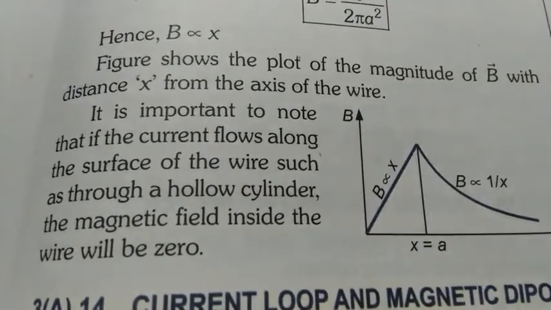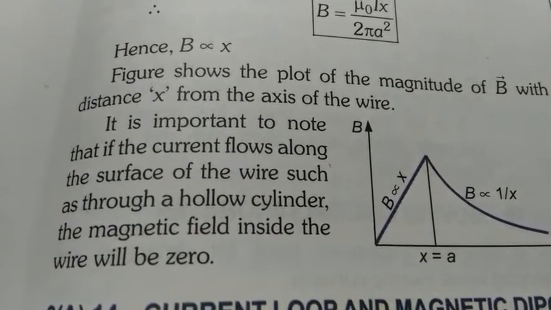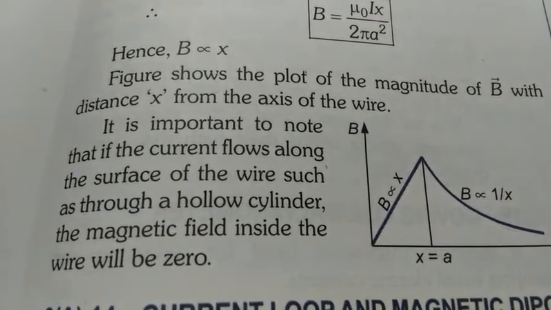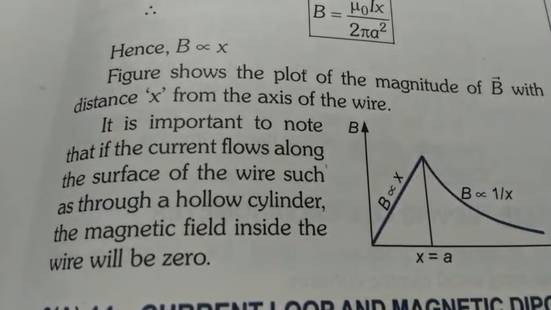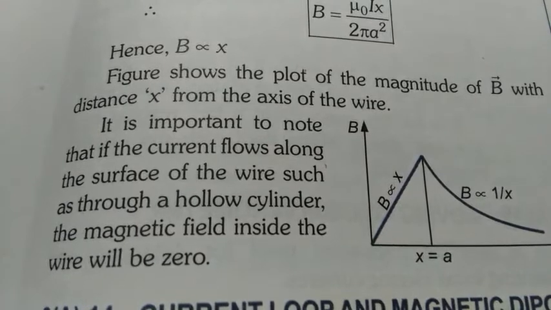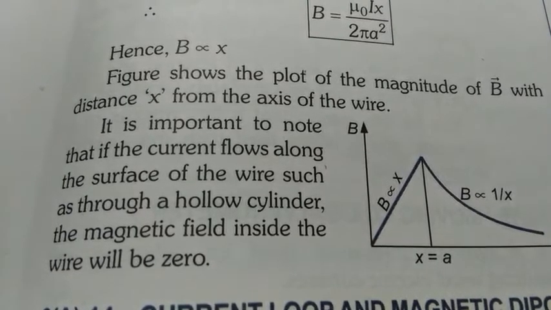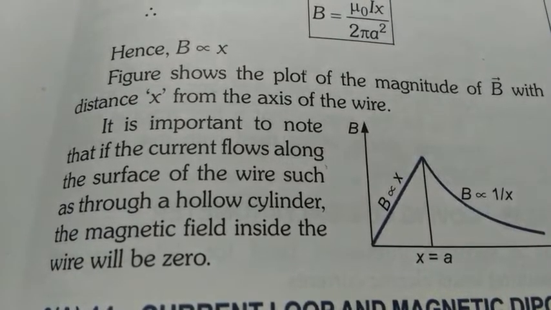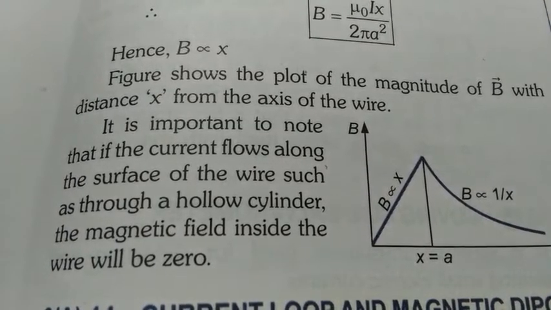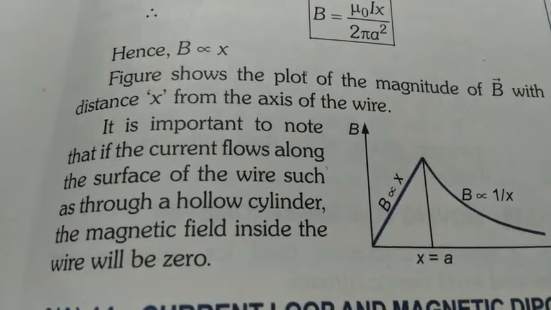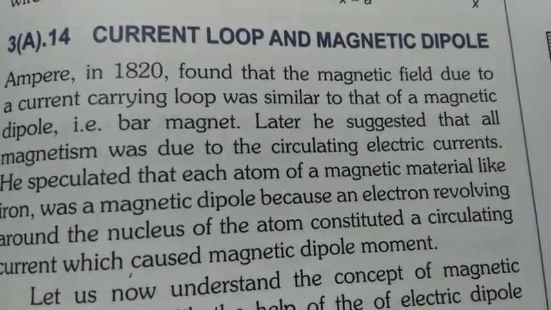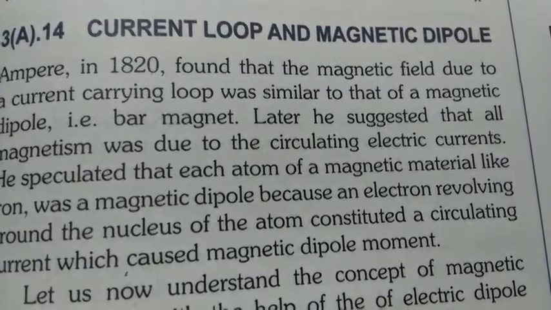Suppose the current is flowing through a hollow cylinder. In a normal wire, material is filled inside, but suppose the wire is in the form of a hollow cylinder. Then the magnetic field inside the cylinder will be 0, because in a hollow cylinder no current flows from the center, and that's why the magnetic field there will be 0. Now move to the next topic, current loop and magnetic dipole.